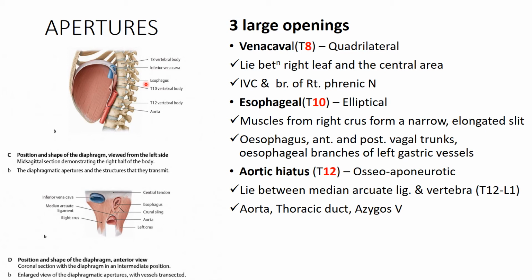And there is a mnemonic related to the number of letters in the alphabet that form these names. So the vena cava, which is formed by 8 letters, is situated at T8. Esophageal aperture, so esophageal is at T10, comprises 10 letters, and for T12 the term is aortic hiatus, so that makes 12 letters.